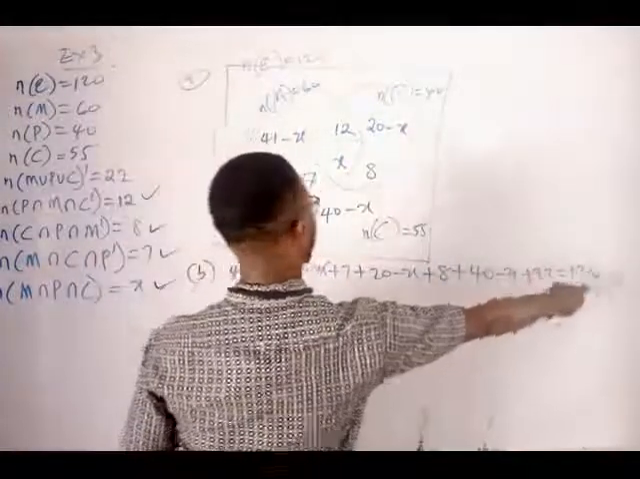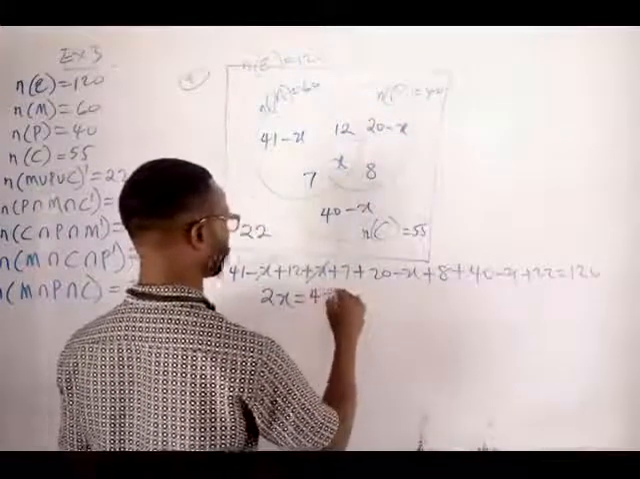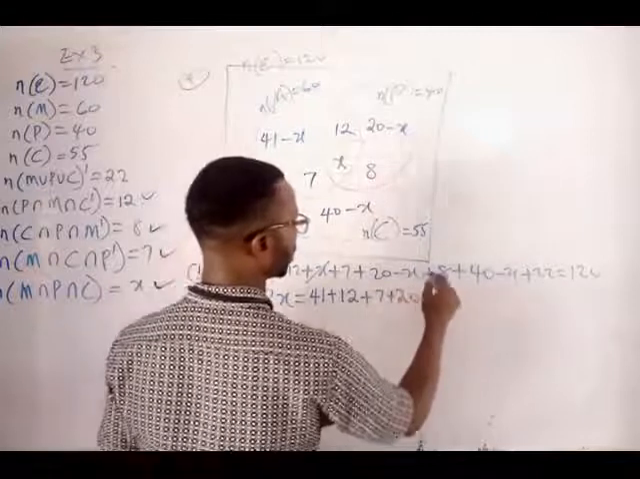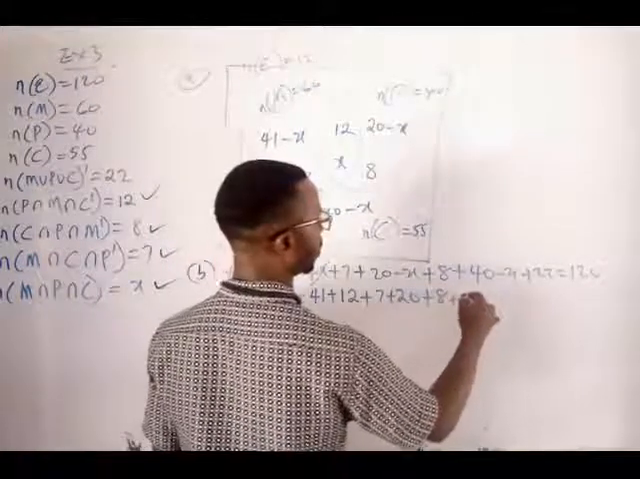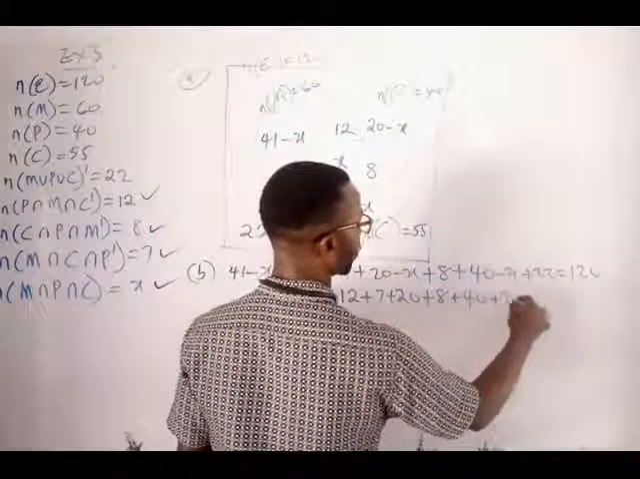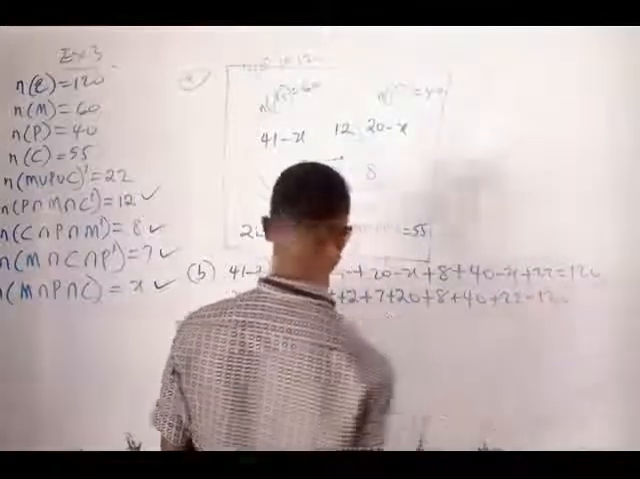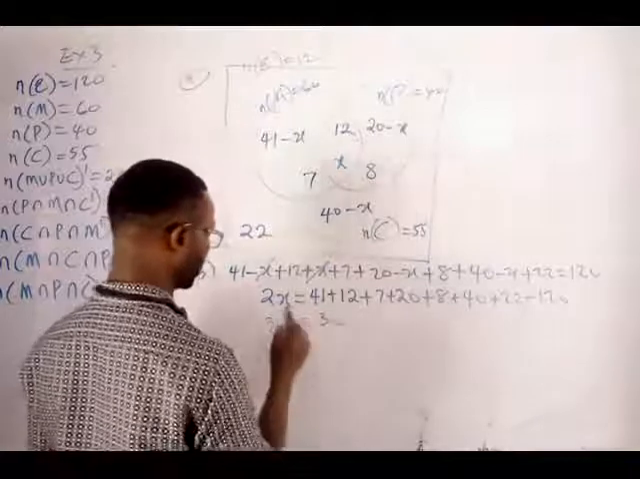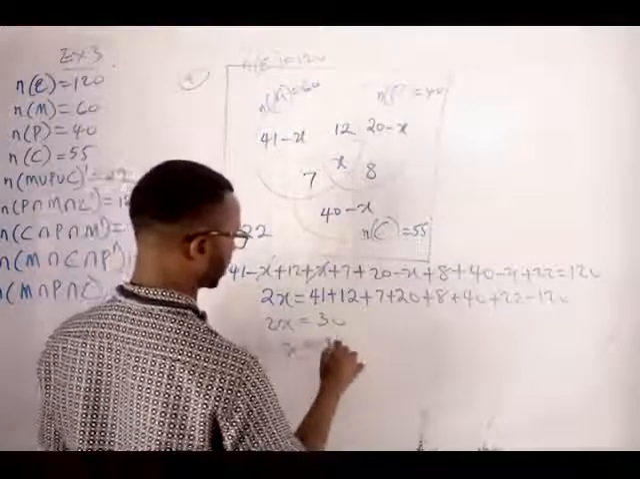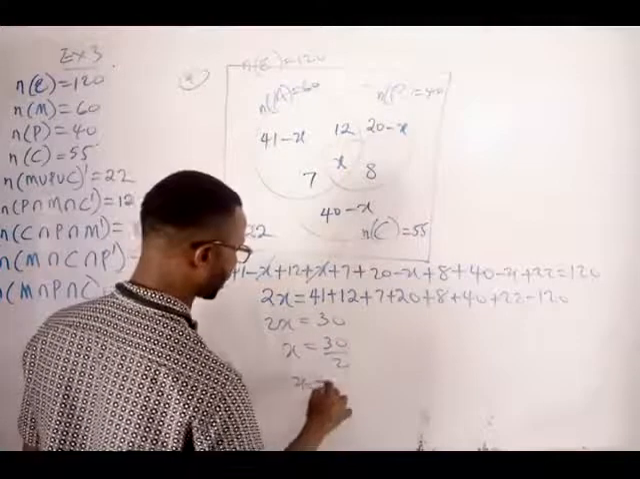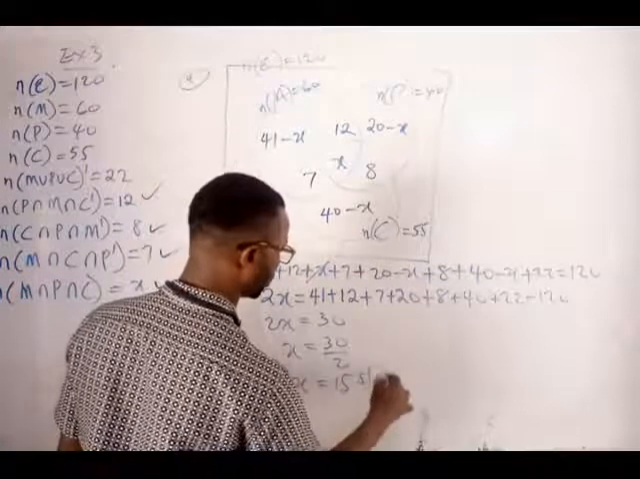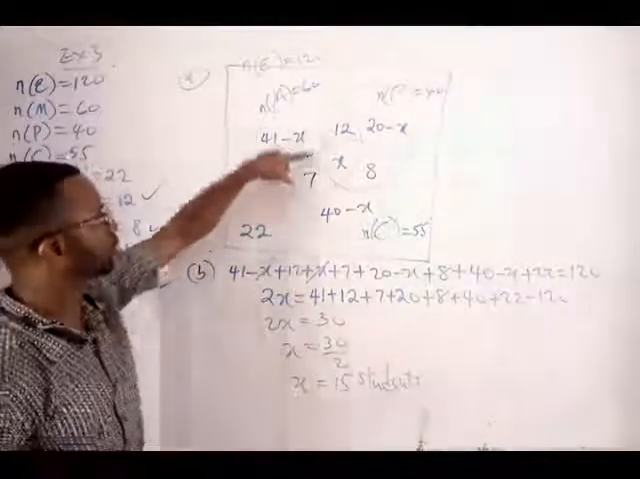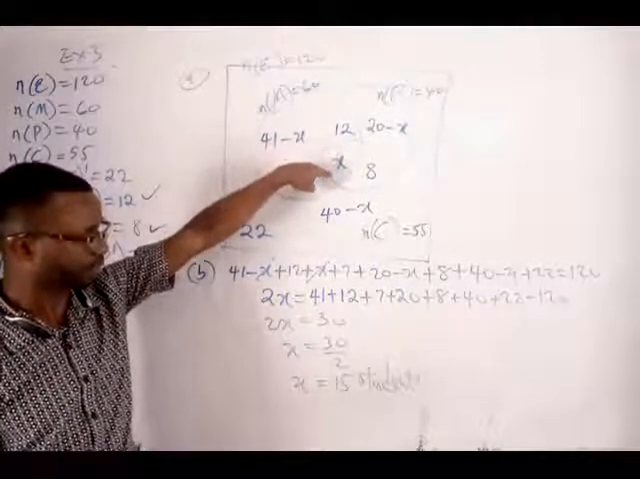So if I bring this 120 to this compartment, I will have 41 plus 12 plus 7 plus 20 plus 8 plus 40 plus 22, then subtract 120. So 2x, that should be 30. So we have x equals 30 divided by 2, where my x is now equal to 15 students. So we can see that 15 students studied all the three subjects.